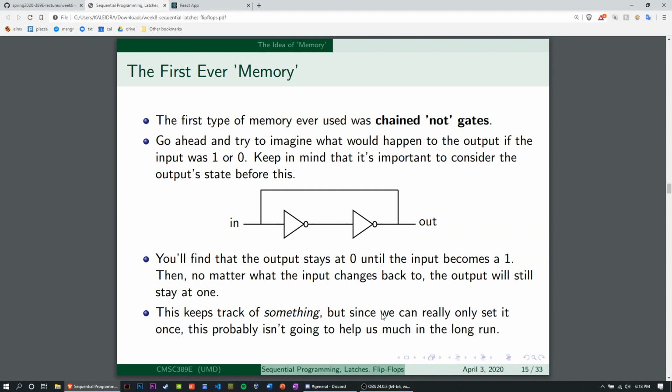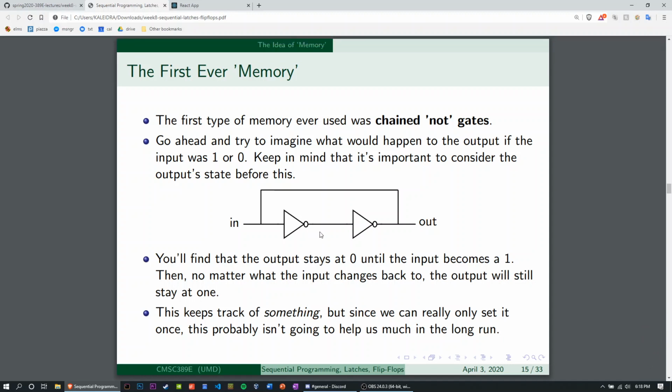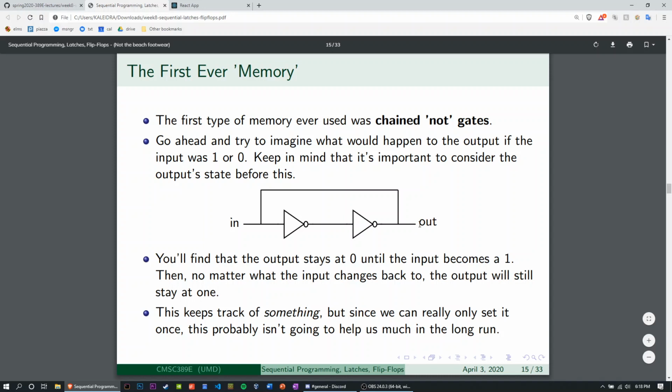The first ever type of memory used was chained NOT gates. Again, we're talking about memory because we're thinking about ways to store values between iterations of a circuit. I think the first thing we should talk about is the first ever type of memory that was used, and it turns out it's just this little structure here. It looks pretty simple, and that's because it is. It's a fairly stupid memory construction. Think about it. Let's assume some initial states. Let's assume in is 0 and out is 0.